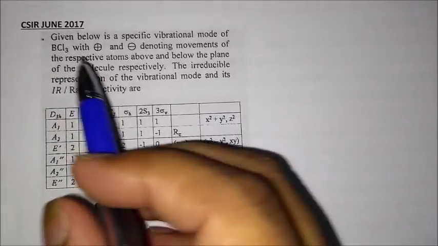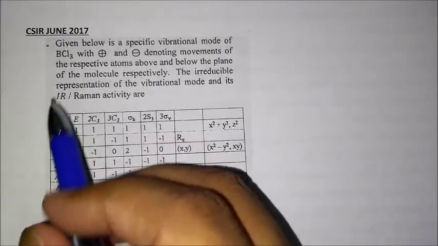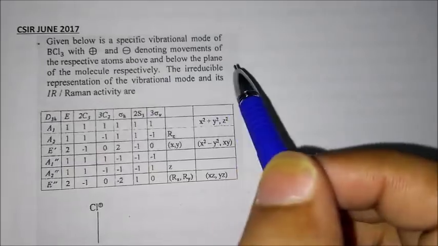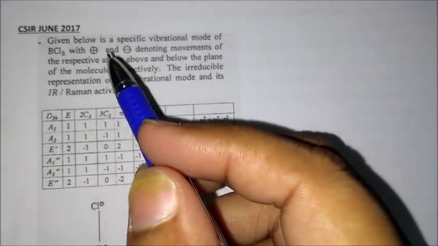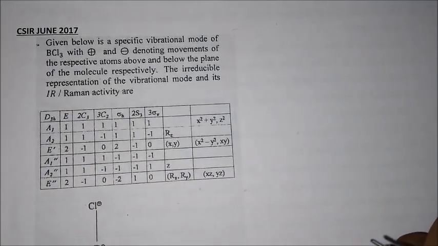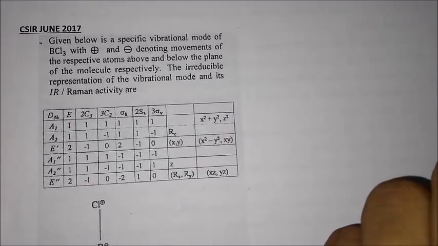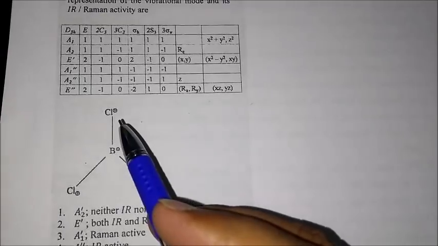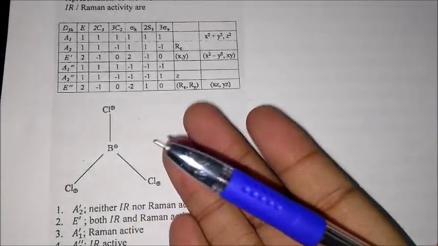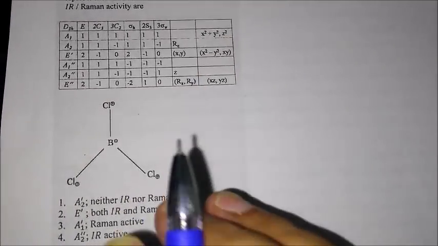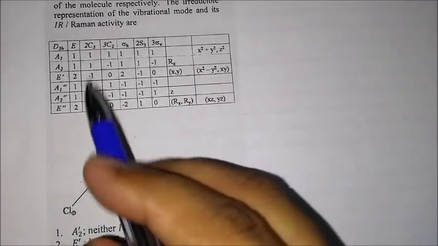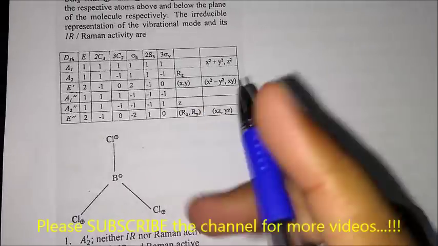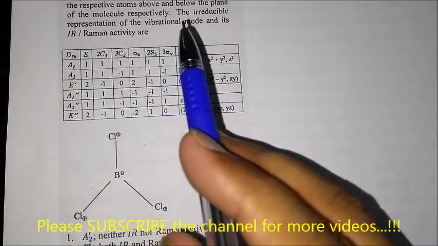Let's take this question from the CSIR June 2017 exam, which was also asked for 4 marks. The question says that the given specific rotational mode of BCl3 is shown, with plus and minus denoting movement of the respective atoms above and below the plane of the molecule. This basically says that we have a BCl3 molecule, where the chlorine atoms are coming outside of the plane and the boron is going inside of the plane, and they have given you the character table for the D3h point group.